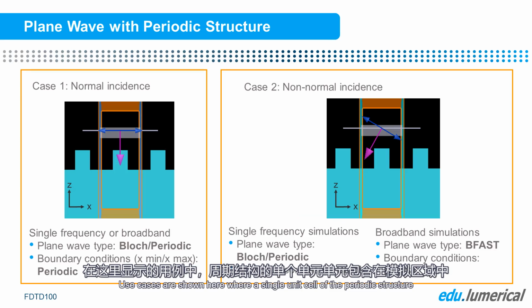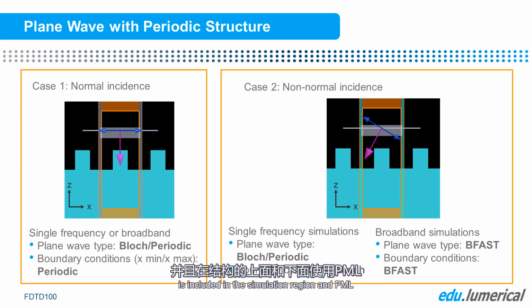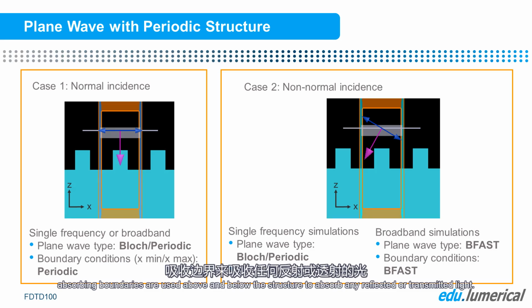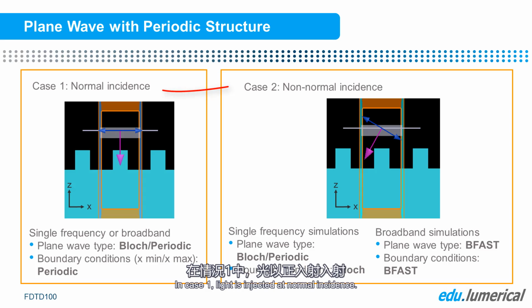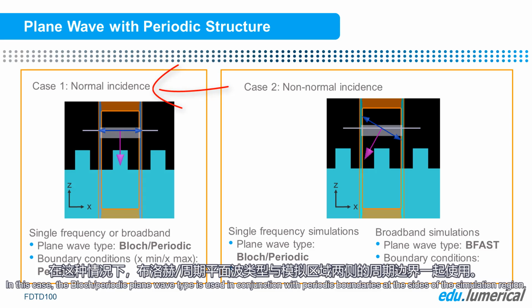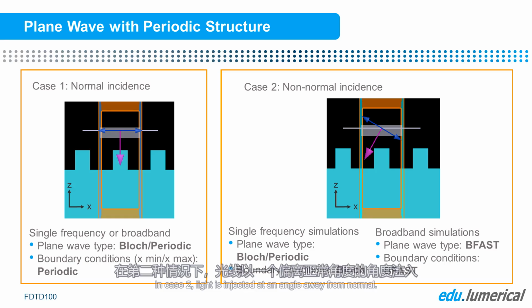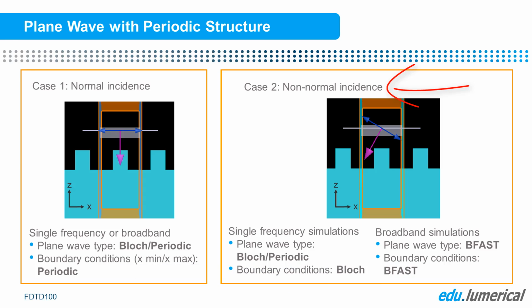Use cases are shown here, where a single unit cell of the periodic structure is included in the simulation region, and PML absorbing boundaries are used above and below the structure to absorb any reflected or transmitted light. In case 1, light is injected at normal incidence. In this case, the Bloch periodic plane wave type is used in conjunction with periodic boundaries at the sides of the simulation region. In case 2, light is injected at an angle away from normal.